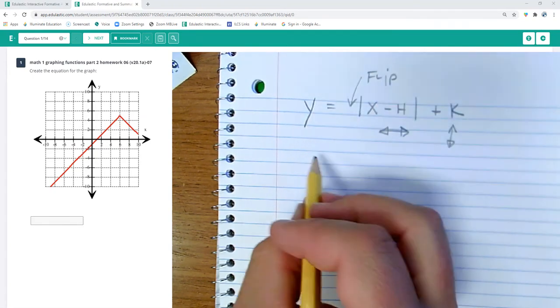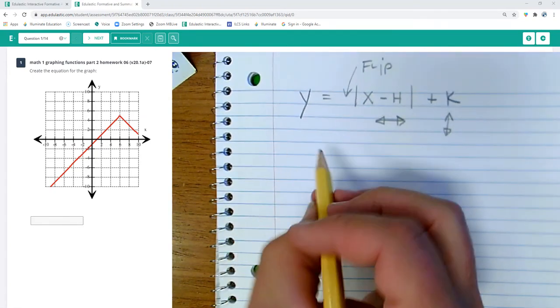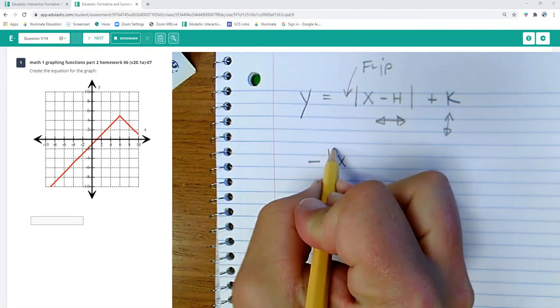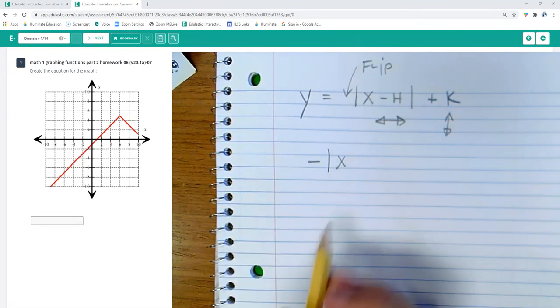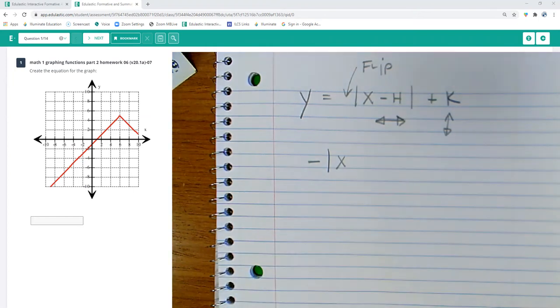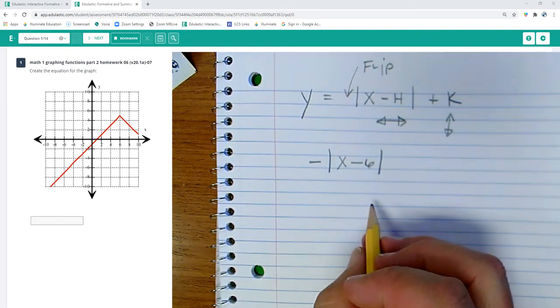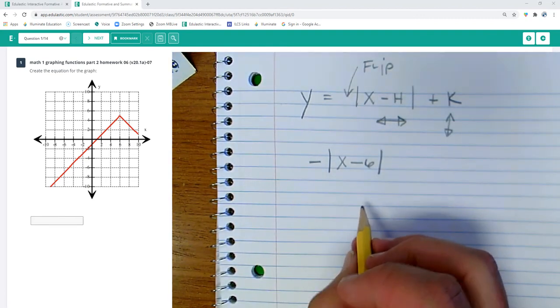All right, so what do I have here? Do I need to flip it? Definitely need to flip it. That's an absolute value bar. And I need to move it to the right 6. So minus 6 moves it to the right 6. And I need to move it up 5, it looks like. Up 5.